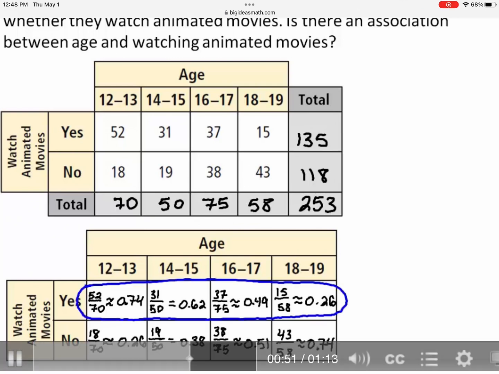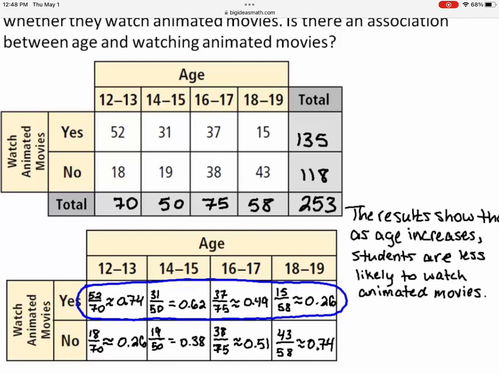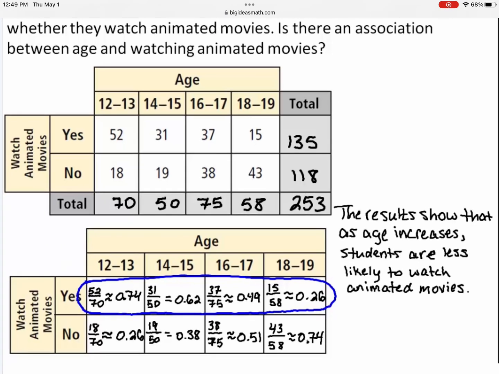The conditional relative frequencies based on column totals for yes are age 12 to 13, 74%, age 14 to 15, 62%, age 16 to 17, 49%, and age 18 to 19, 26%. The results show that as age increases, students are less likely to watch animated movies, so there is an association.